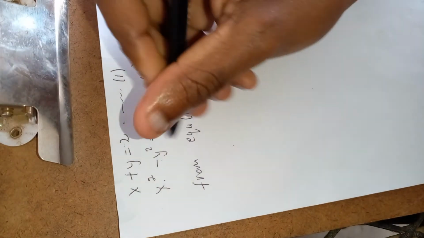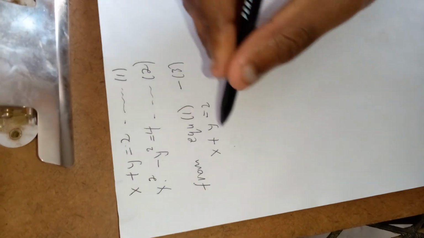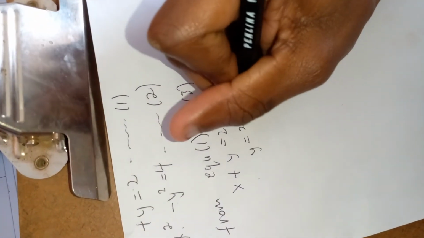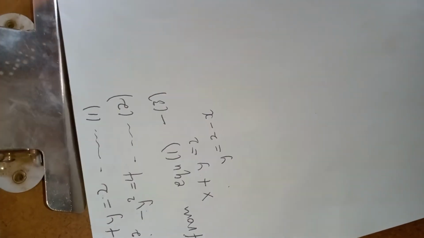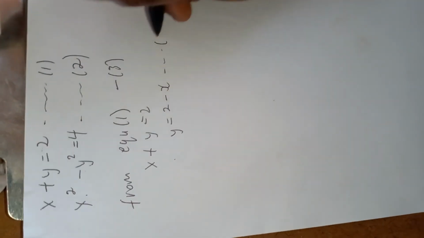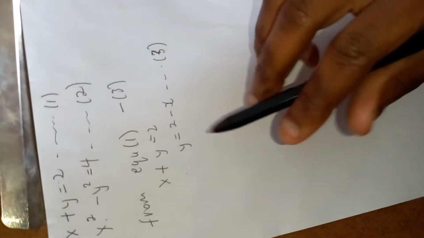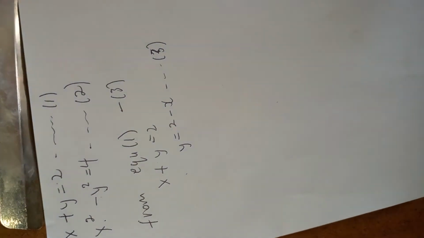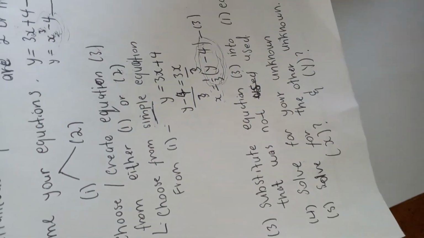How do you make equation 3? You take x plus y is equal to 2, and you take your x to the other side. Therefore, it becomes y is equal to 2 minus x. Since it is now 2 minus x, this one is denoted equation 3. And after making equation 3, remember what the next step says: you substitute equation 3 into the equation that you didn't use.